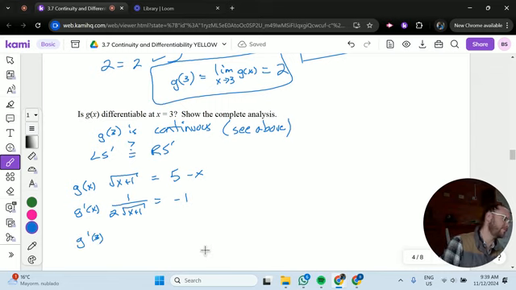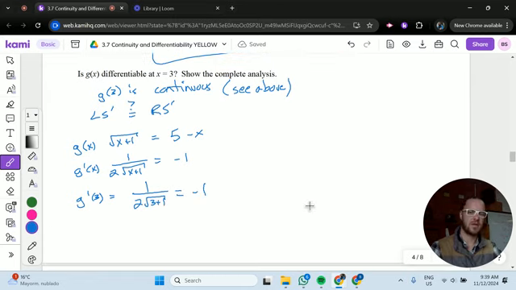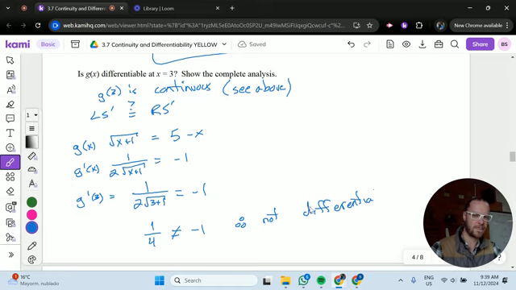All right. So then I need to figure out what about at g of 3? Well, it's going to be 1 over 2 times the square root of 3 plus 1, which is going to be 1/4, which does not equal negative 1. Therefore, not differentiable, because the limits of my derivatives do not equal each other. Make sense? I guess I should be more specific. Not differentiable at x equals 3.